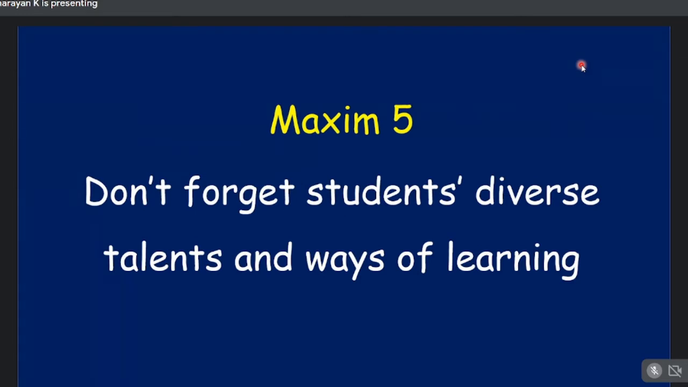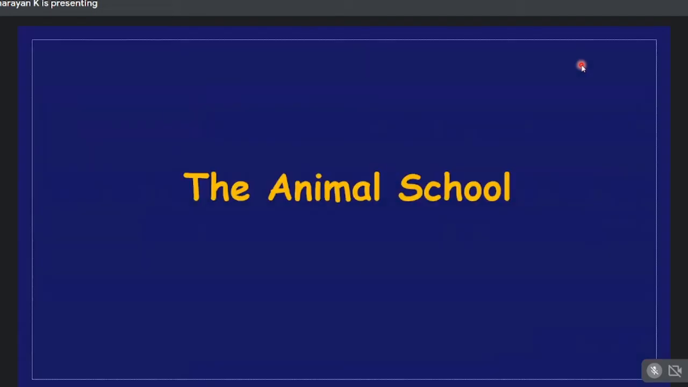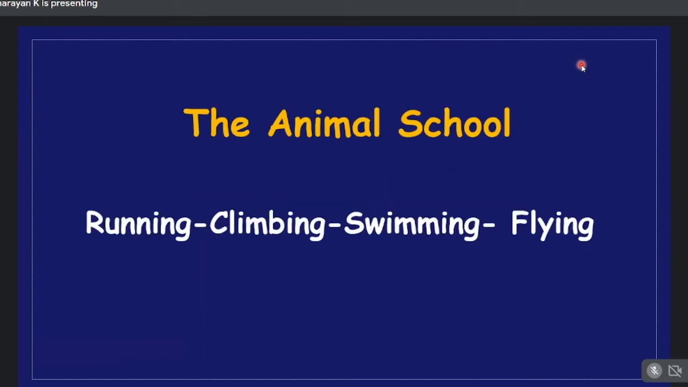Don't forget students' diverse talents and ways of learning. Please remember that everybody is a genius. This is what Albert Einstein said: if you judge a fish by its ability to climb a tree, it will live its whole life believing that it is stupid. And I want to take you to the story of the animal school. They decided to have a school, and all the animals got together and said, in this school, running will be in the curriculum, climbing will be in the curriculum, swimming will be in the curriculum, flying will be in the curriculum. And all the animals were expected to perform all these.